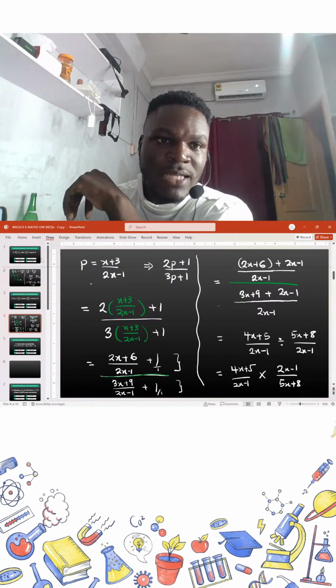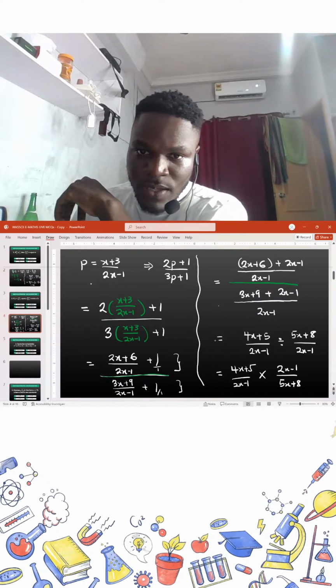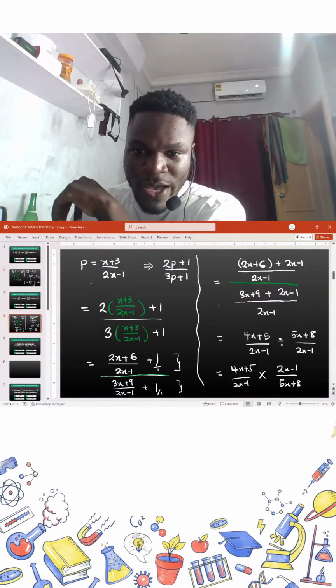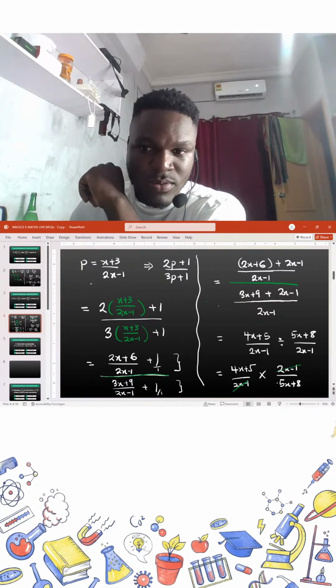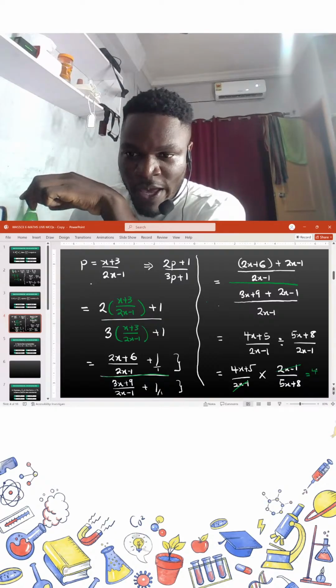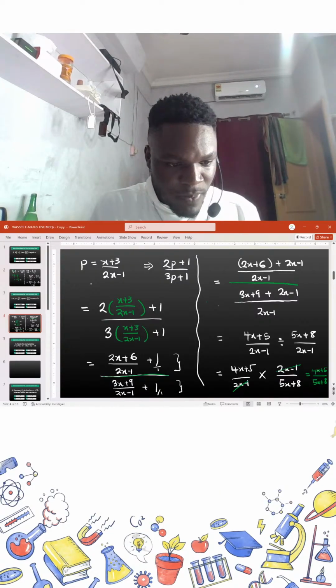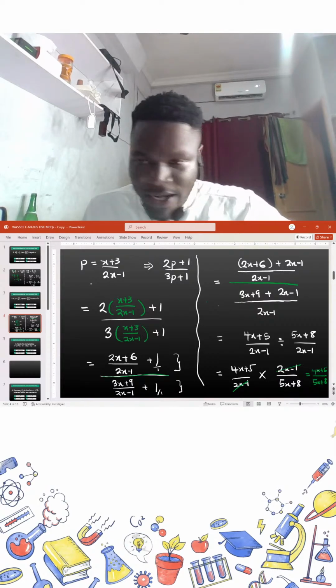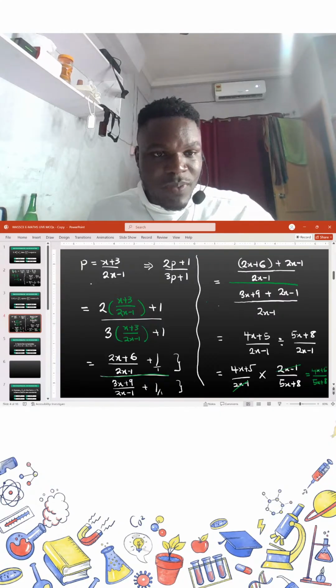If we look at this right now, we realize that we have 2x minus 1 here, 2x minus 1 here. These two can cancel each other out. And when that happens, the expression we now have will be equal to 4x plus 5 all over 5x plus 8. And that is our answer for this particular expression. Okay? All right. So, this is what we have as the answer to this particular problem.